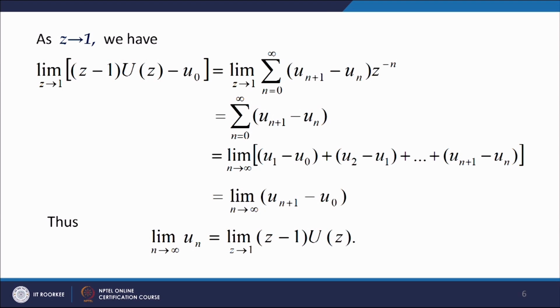So, then we can cancel, and the left hand side is limit z tends to 1 of (z minus 1) Uz minus u naught, because u naught is independent of z. So, we can cancel u naught on both sides, and then we get limit of un equals limit z tends to 1 of (z minus 1) Uz. So, this is the proof of the final value theorem.